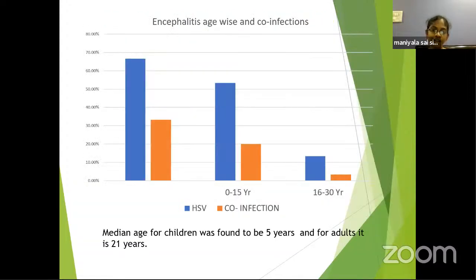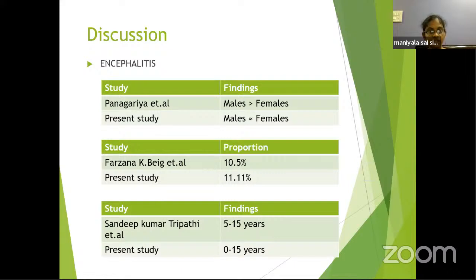This is the encephalitis age-wise distribution, along with the co-infection. More number of HSV encephalitis cases were caused by HSV alone, and fewer were caused by co-infections. These cases were higher in the 0 to 15 year age group, followed by 16 to 30 years. The median age for the children was found to be 5 years, and for adults it was 21 years.